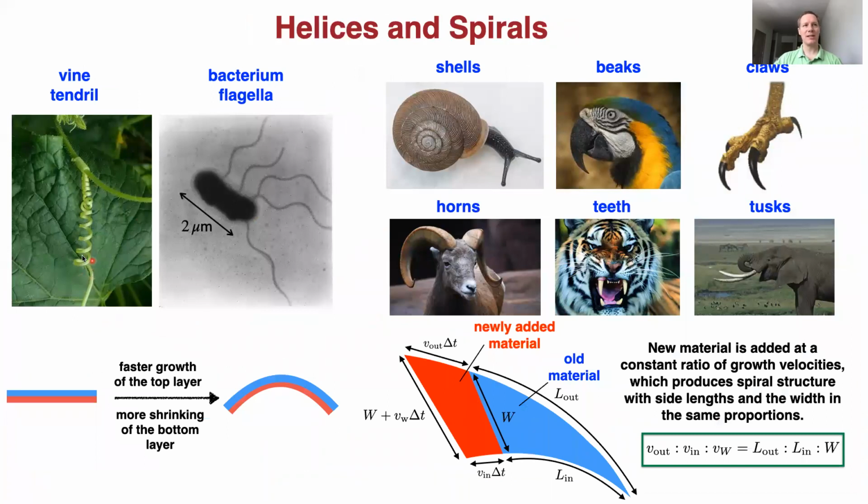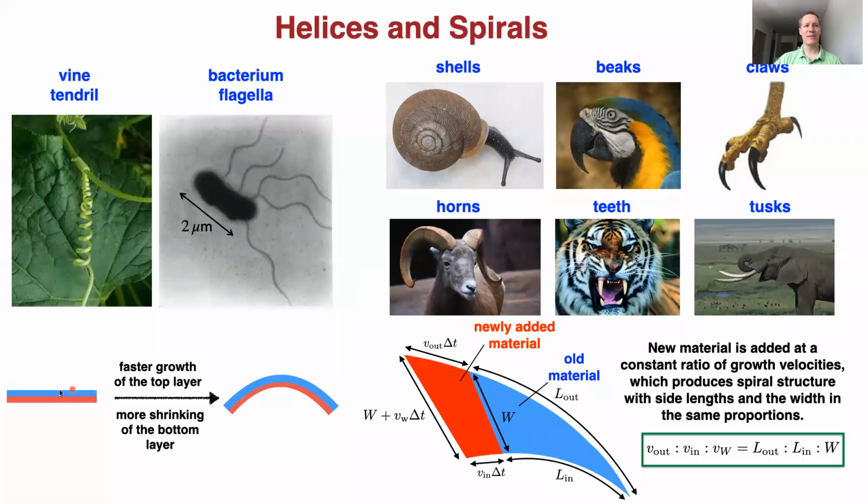Okay, we're going to start first with helices and spirals. I already mentioned that in plants, we often see helices. Here you're seeing a helix in the vine tendril. Last week, Professor Shevitz in his lecture mentioned bacteria. These bacteria have flagella, which act like propellers, and even these flagella look like a helix. In nature, we also have lots of examples where we're seeing spirals, such as shells of snails, beaks, claws, horns, teeth, tusks, and so on. All these different structures can be obtained via very simple growth rules.